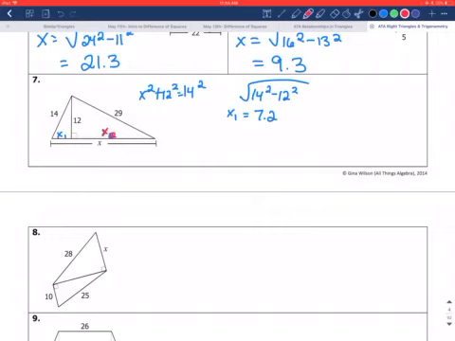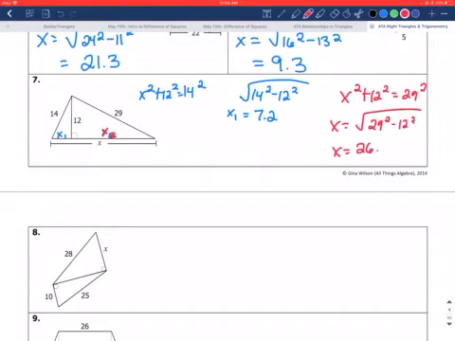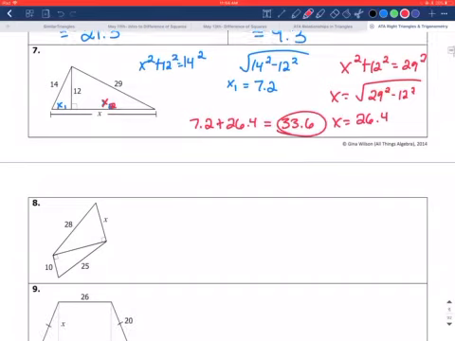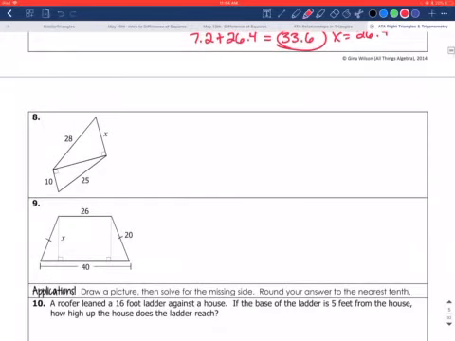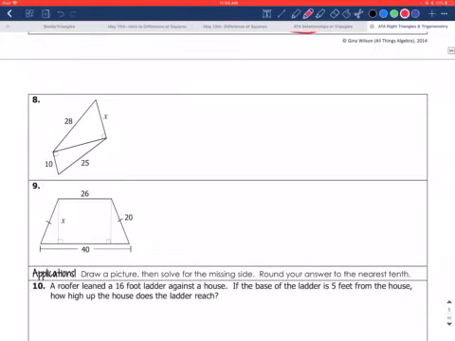And then I'll do the second one over here. I'll do x2, and that will be the same concept. X squared plus 12 squared equals 29 squared, and we will subtract 29 squared minus 12 squared. And that one will be 26.4. So we just add those two together, and that equals 33.6. There is your final answer.